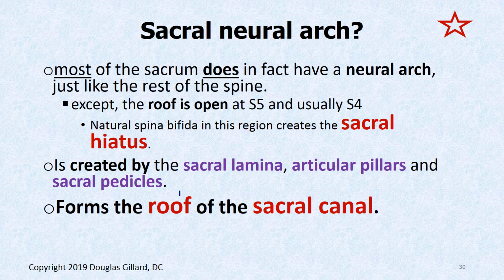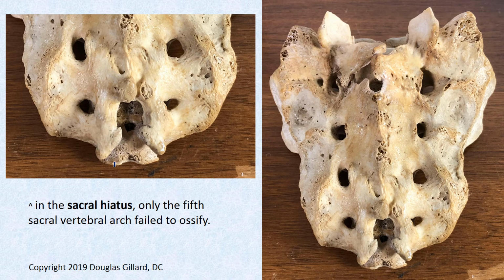In fact, most of the time, the S4 and S5 levels have no roof. They have no neural arch, so they're naturally occurring spina bifida. So let's take a look at a sacrum from the back. We just went over this. Let's draw a spinous process right here, so the lamina would be right here. That's the sacral lamina of S2, and that's the spinous process, the spinous tubercle of S2.